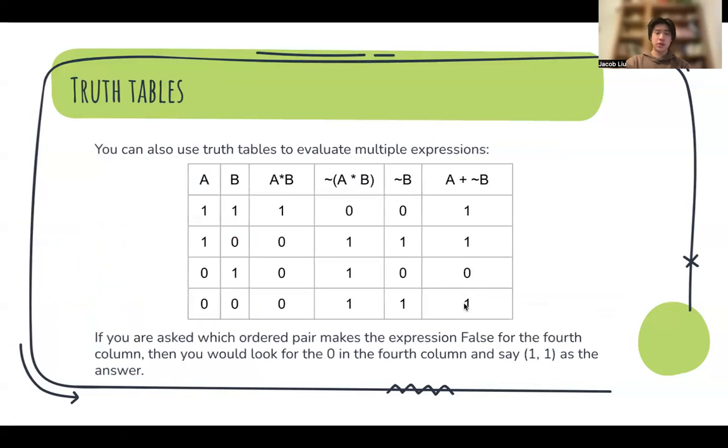Truth tables can also be used to evaluate multi-step expressions. So for example, if we want to evaluate not (A and B), we can first make a truth table for A and B over here, and simply take the not of these values. Right?